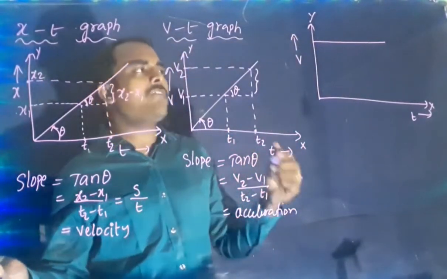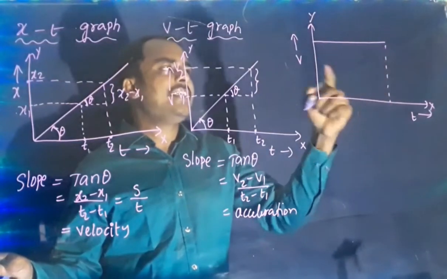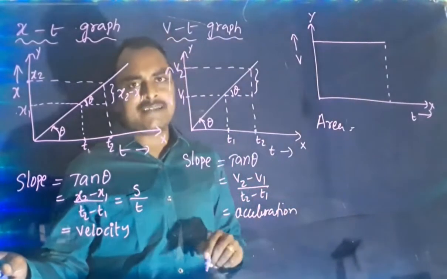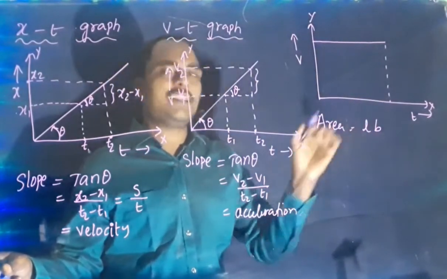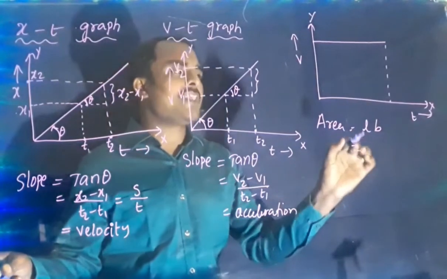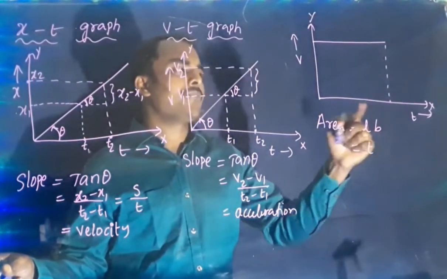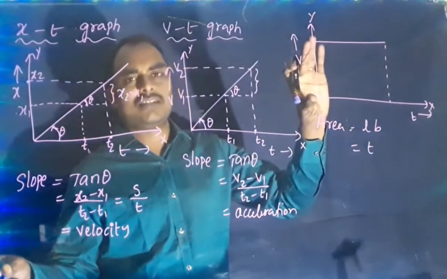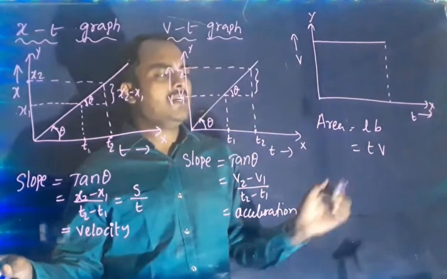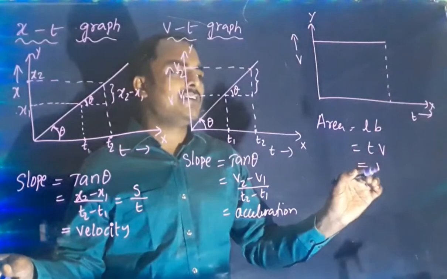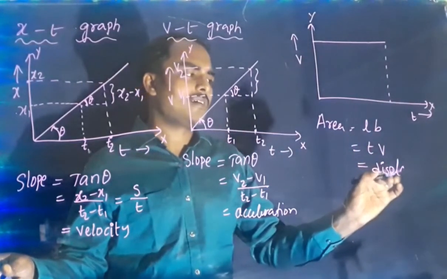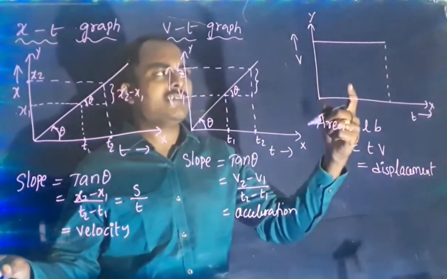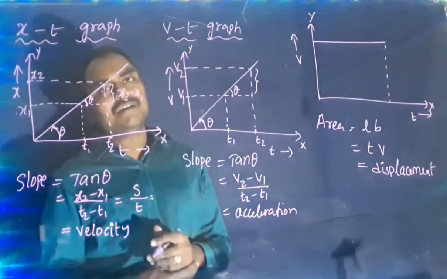Right? Now for this graph, let us calculate the area. This is a rectangle. Area of rectangle formula is length into breadth. Length is the time, and breadth is nothing but velocity. So v into t. Velocity into time is nothing but displacement. So area under velocity time graph gives displacement.